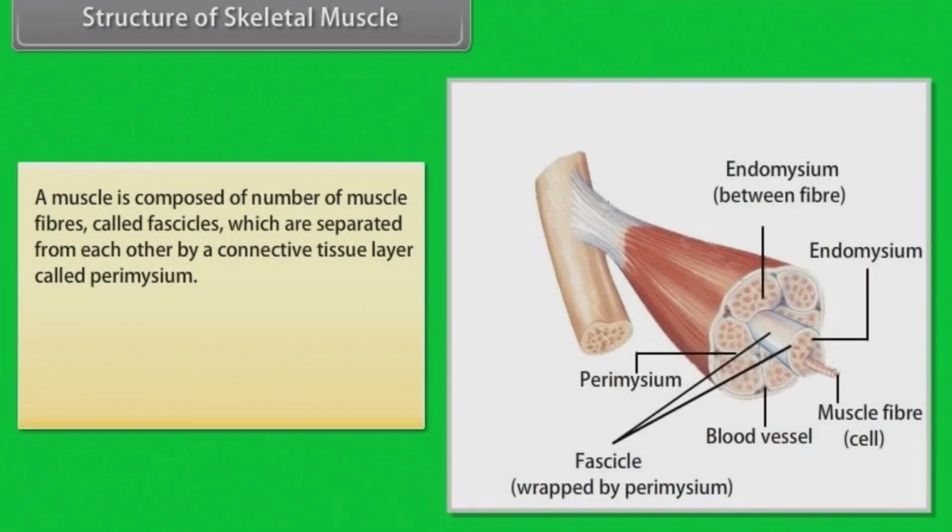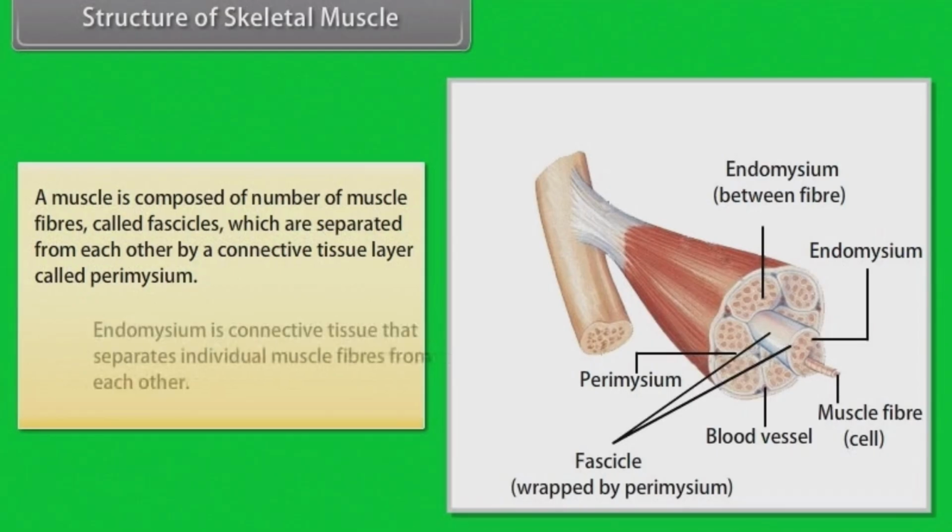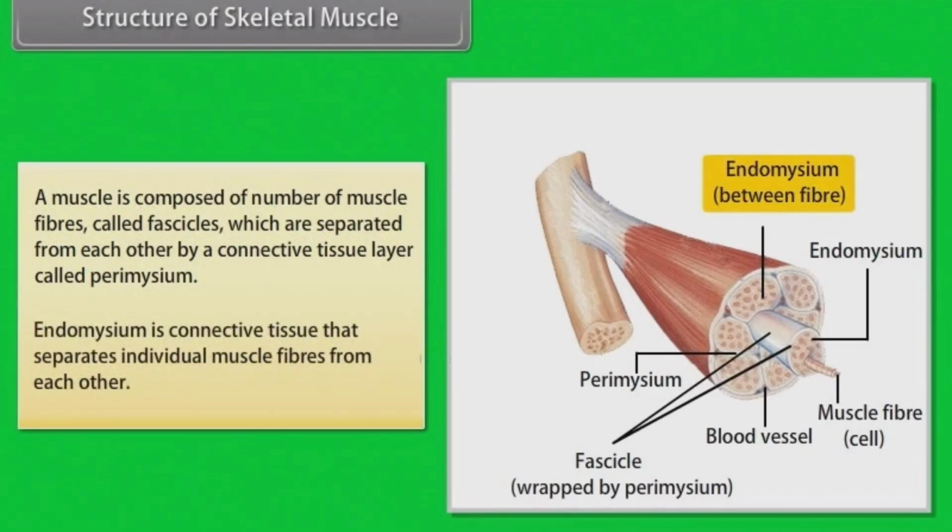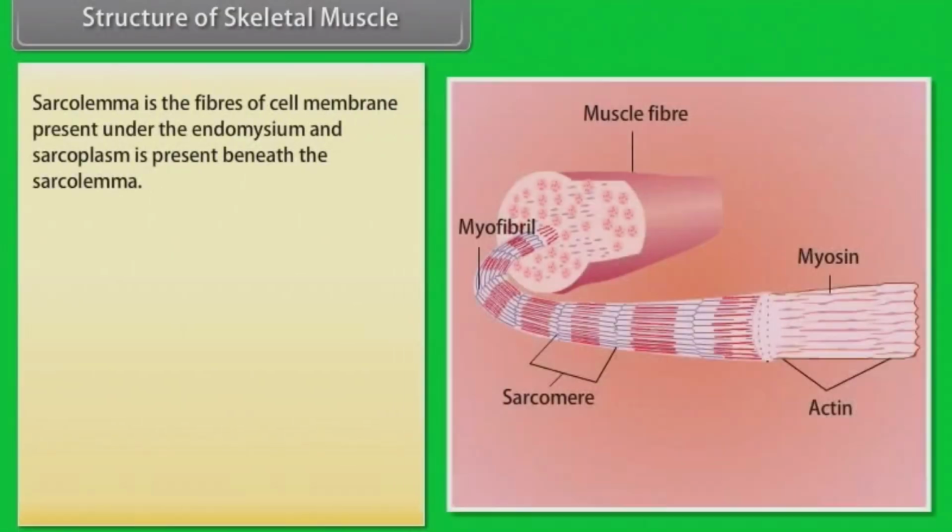Structure of skeletal muscles. A muscle is composed of a number of muscle fibers called fascicles which are separated from each other by a connective tissue layer called perimysium. Endomysium is connective tissue that separates individual muscle fibers from each other. Sarcolemma is the fiber of cell membrane present under the endomysium and sarcoplasm is present beneath the sarcolemma.